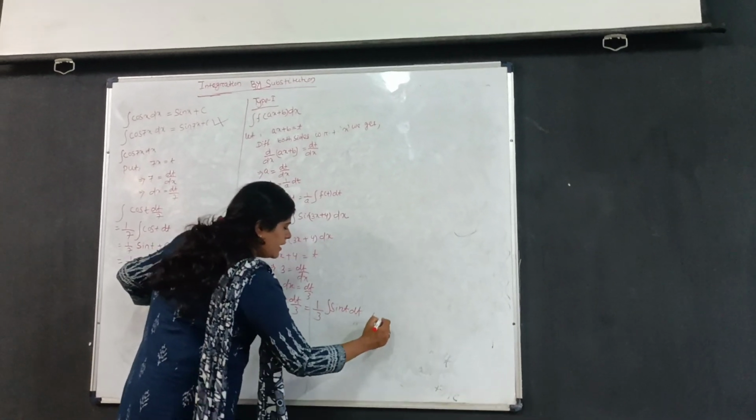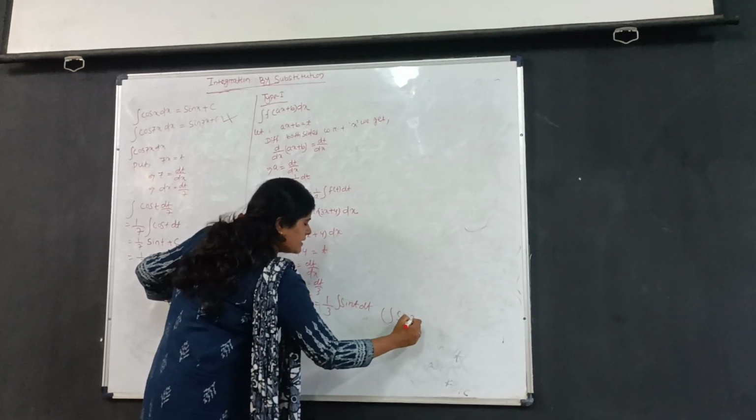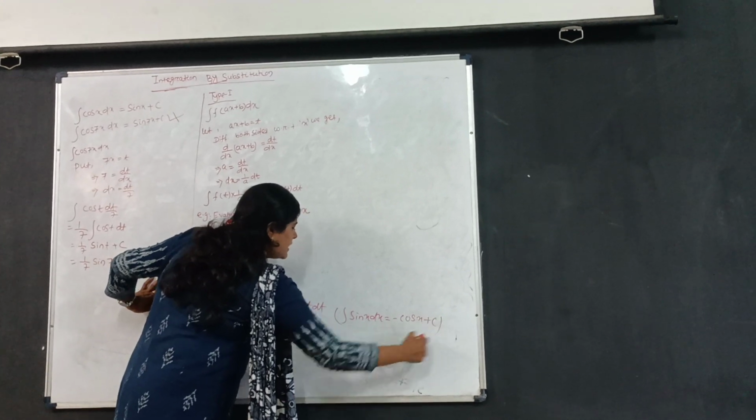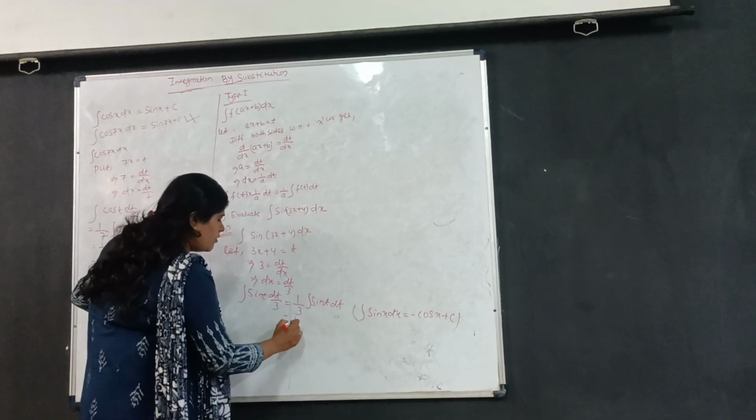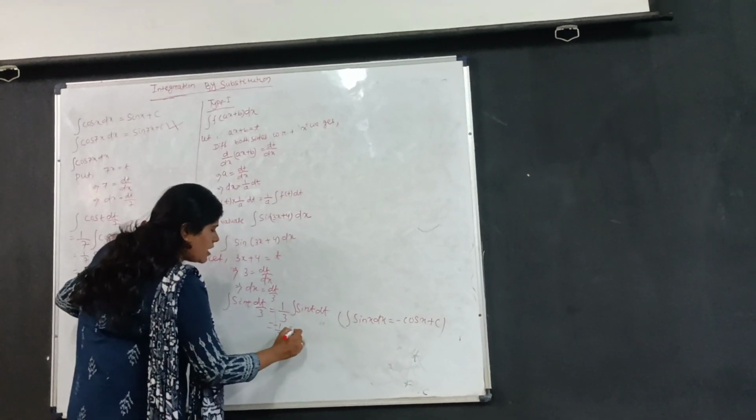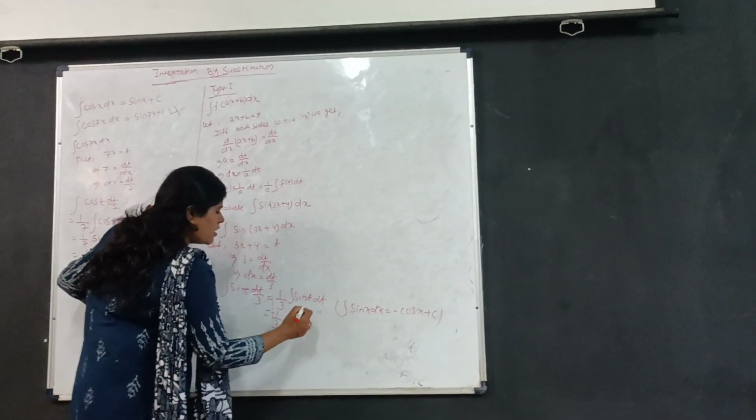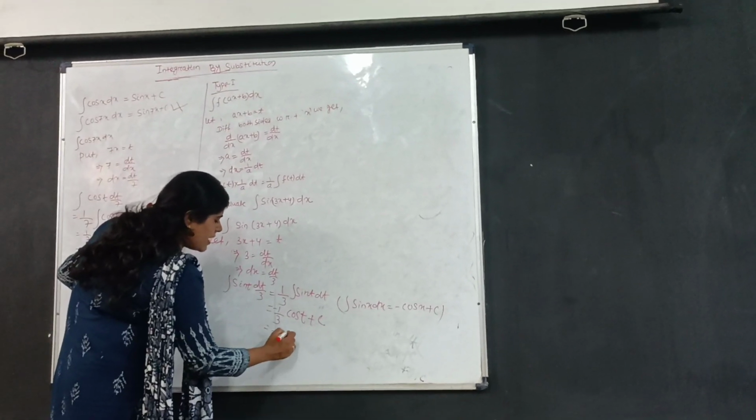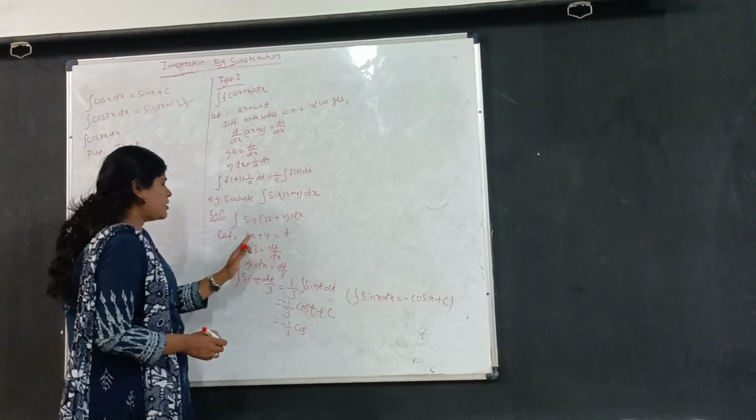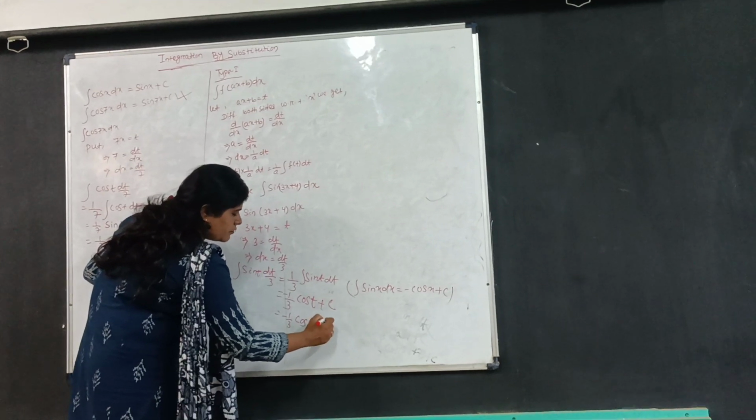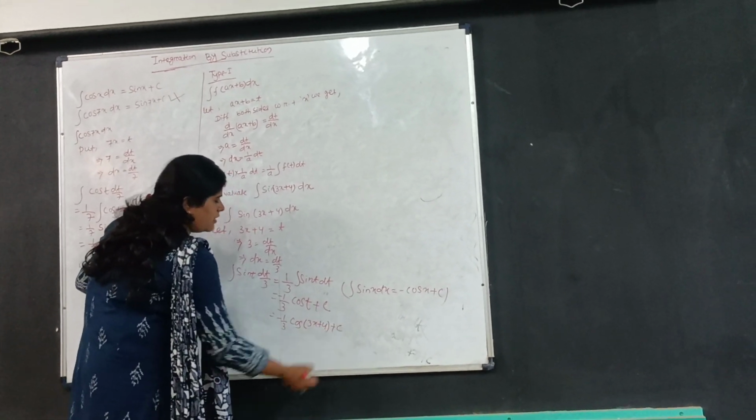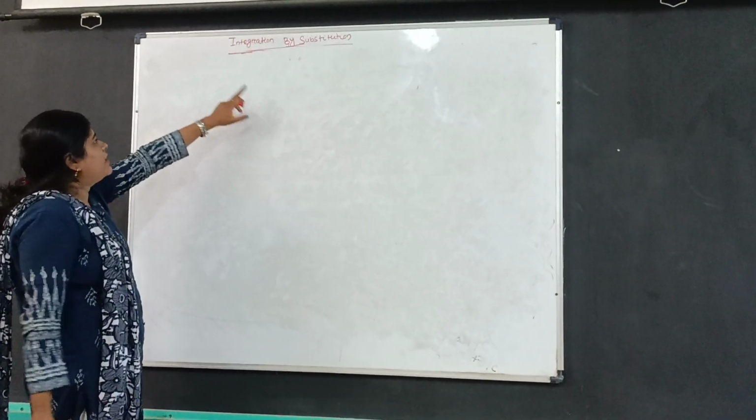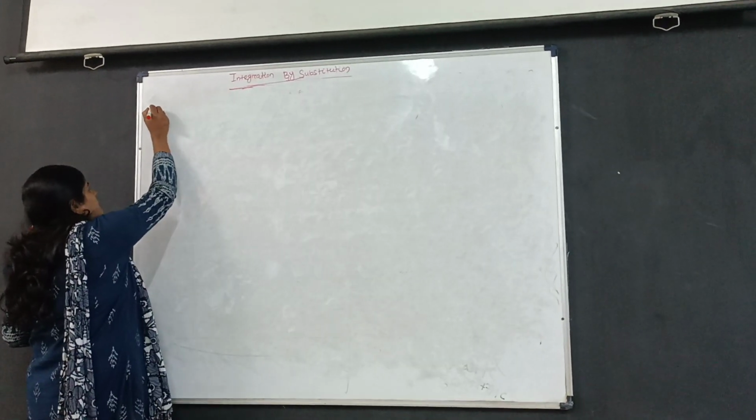We already know that the integration of sin x dx is equal to minus cos x plus c. So this is converted to minus 1 by 3 cos t plus c, which is equal to minus 1 by 3 cos, where t we substitute 3x plus 4, plus c, which is our required result. We have already discussed type 1, now let us go through type 2.